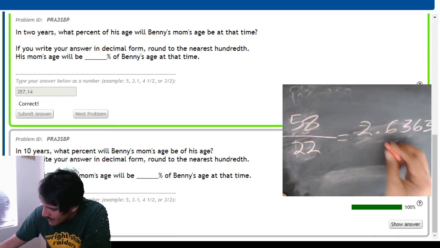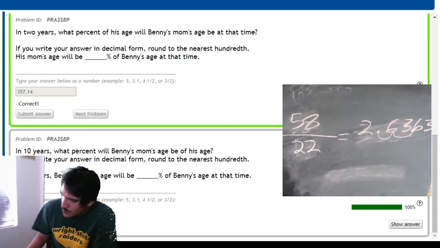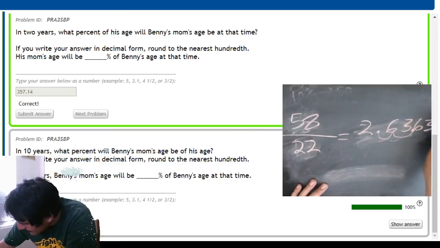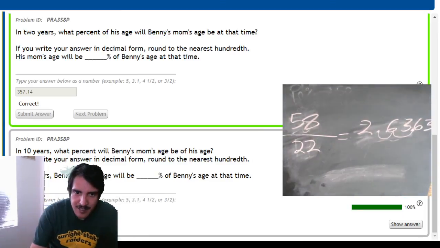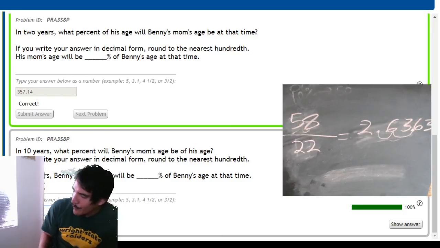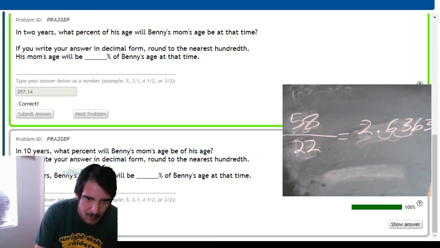Well, percent-wise, we got to move this over twice, so that way we can get a percent. 263.636, right? So 263.64. I'm going to put 4 instead of 3, because after the 3, you see there's a 6, so I got to round up.